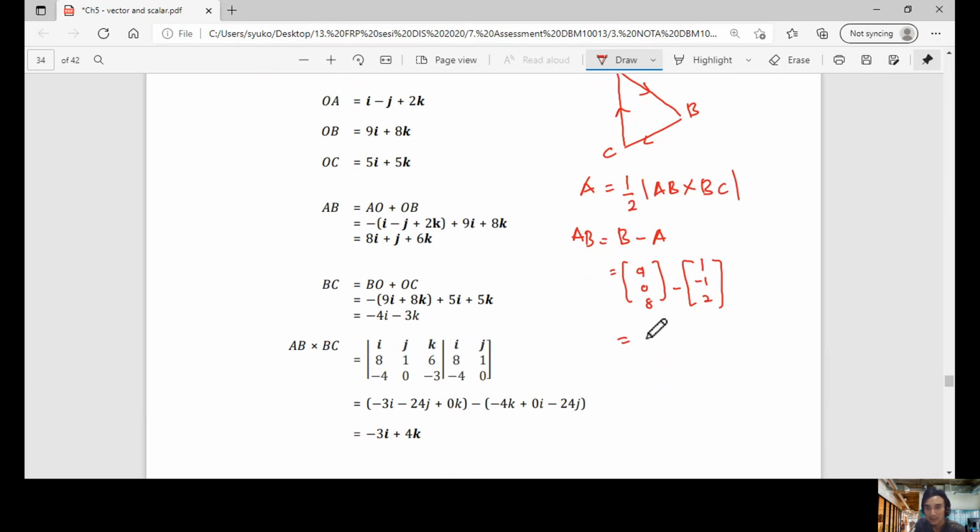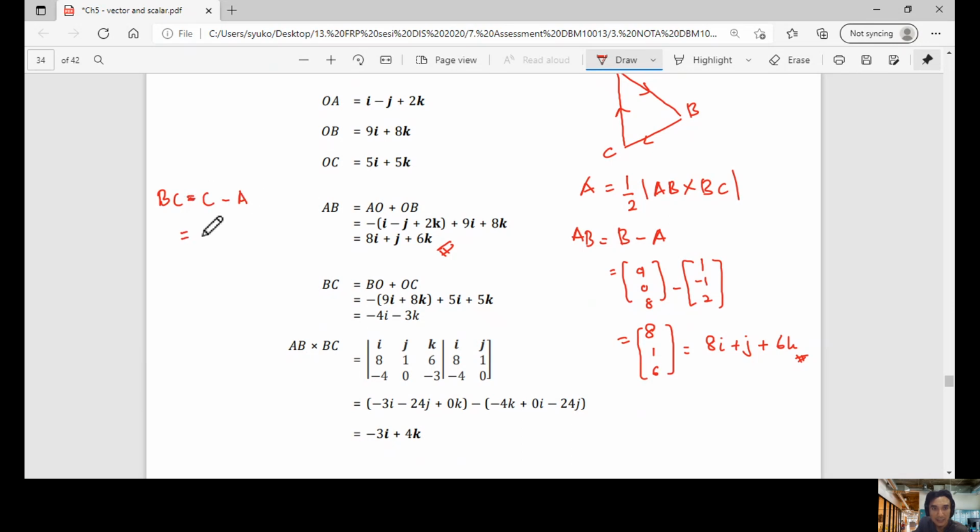Okay, 9 minus 1 equals 8, and then 0 minus 1 equals 1, 8 minus 2 equals 6. So from this matrix form, we convert into the vector form 8i plus 1j plus 6k. So that we will get the same answer as example 1. Okay, and then we find out the BC. So BC equals C minus A.